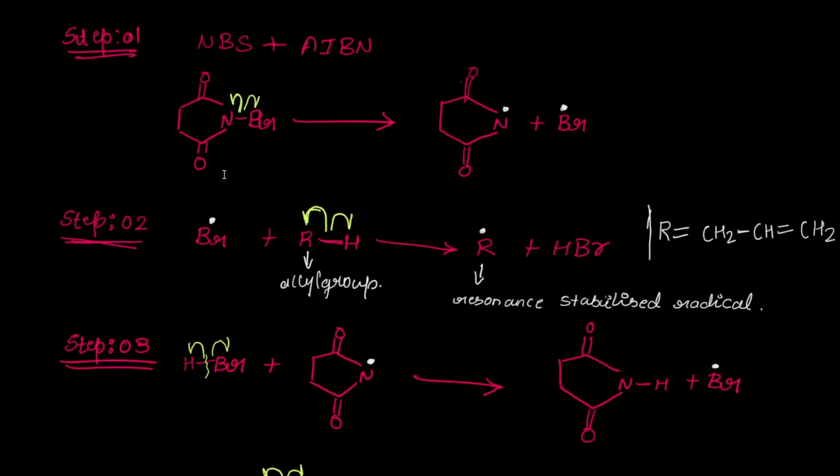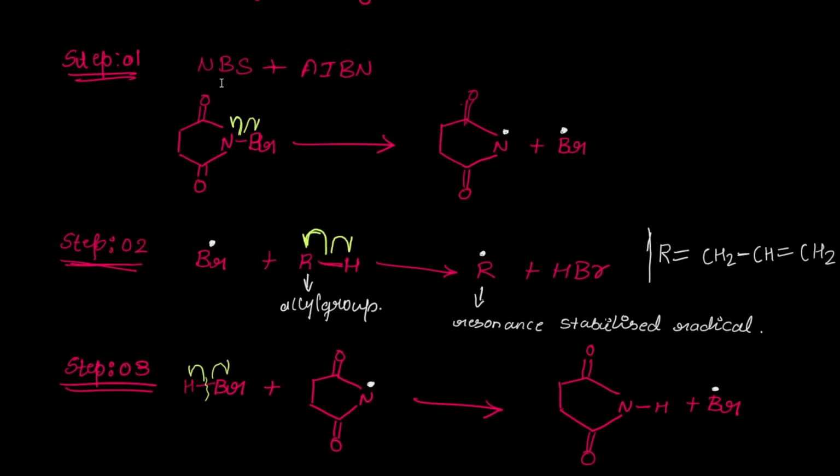As we can see in the first step of this reaction, the reagent NBS is added with AIBN to generate a bromine radical by the dissociation or cleavage of the nitrogen and bromine bond. Here there is a formation of a bromine free radical by the homolytic cleavage of nitrogen and bromine in this NBS structure. So in the first step we get a succinimide radical and a bromine radical.